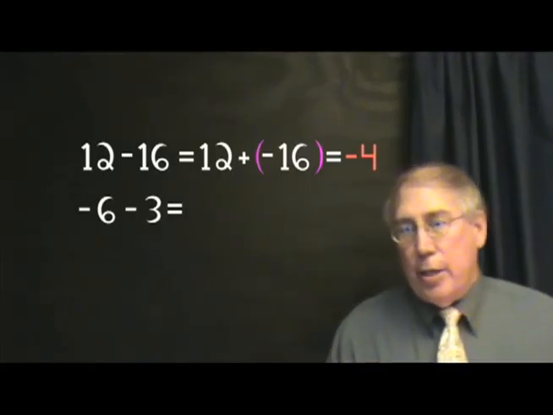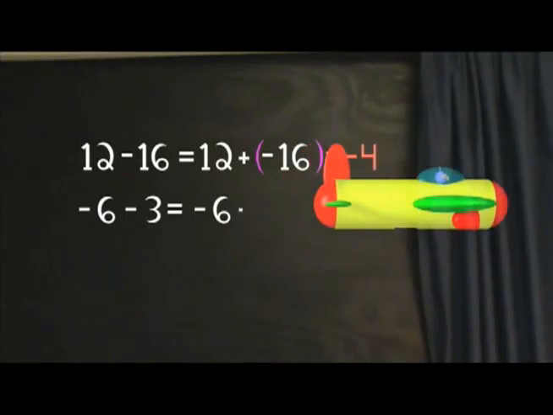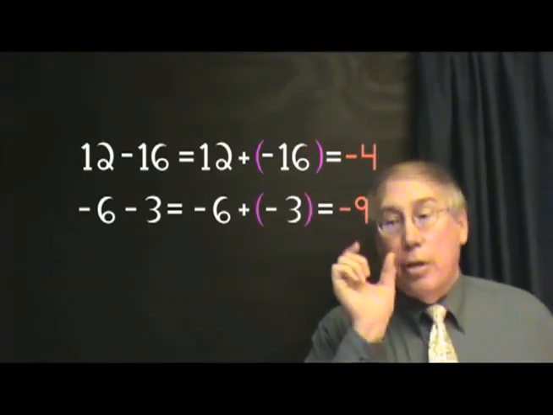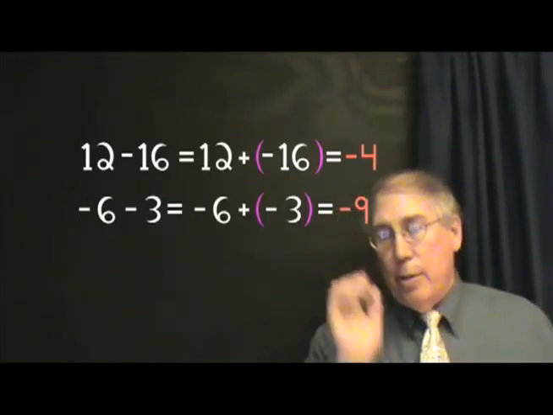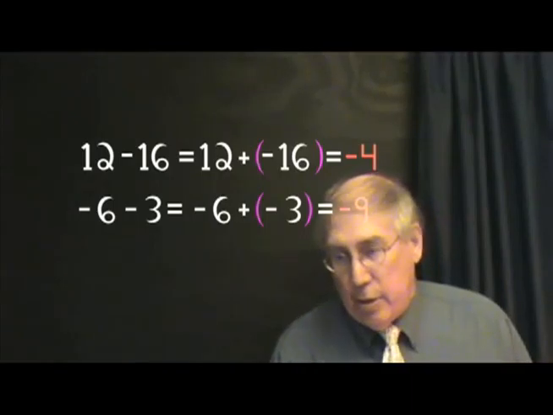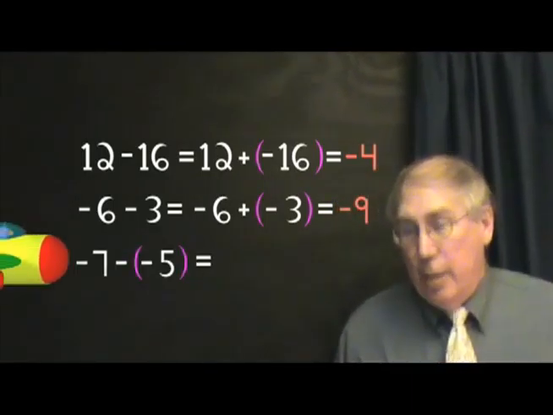A negative 6 minus 3. Rewrite that as a negative 6 plus a negative 3. The signs are the same, so add the numbers together and put a negative sign in this case. That's our common sign.